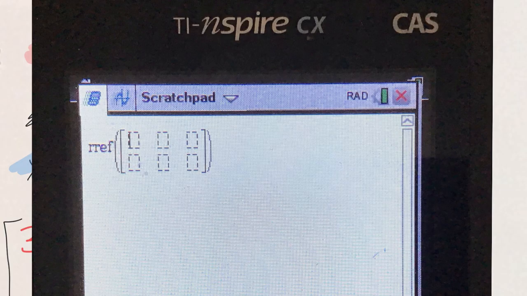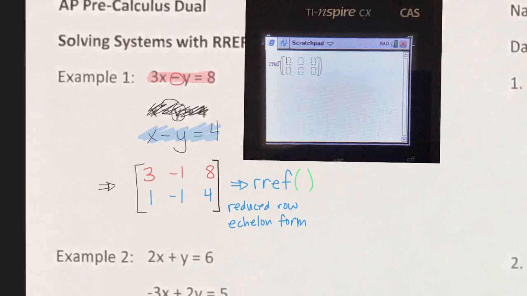So this is what we get when you press enter. We have a 2x3 matrix, and we're going to put our 6 numbers into each of these spots. Those numbers come from your matrix that you just created. So I'm going to put each of these 6 numbers, 3, -1, and 8, and then 1, -1, and 4, and fill up my matrix.